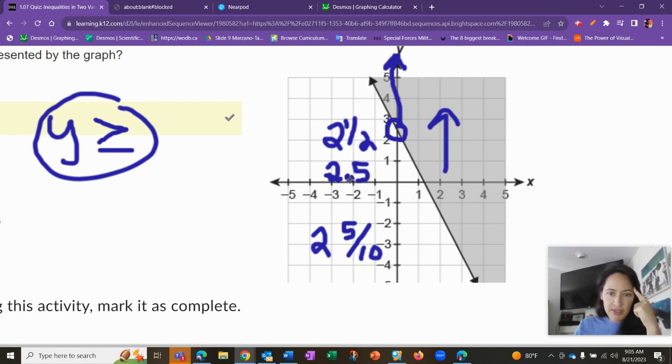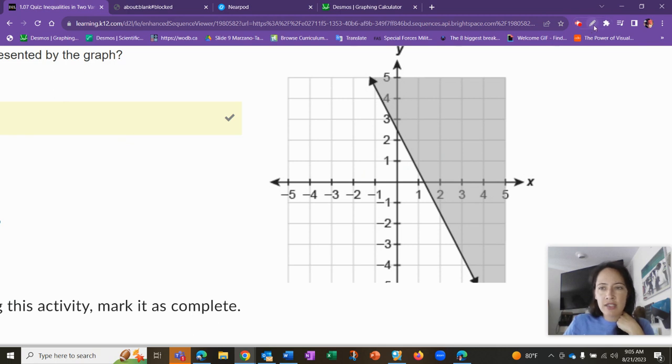Okay, so keep that number sense. What does it mean? What do decimals mean? What do fractions mean? So 2.5 is 2 and 5/10, or 2.5. So we know that's the y-intercept, and now we can think about the slope. It's down, so we know it's negative.